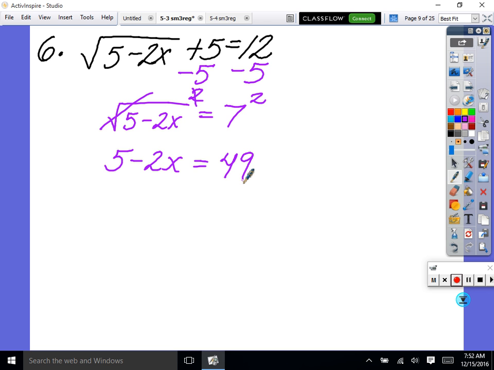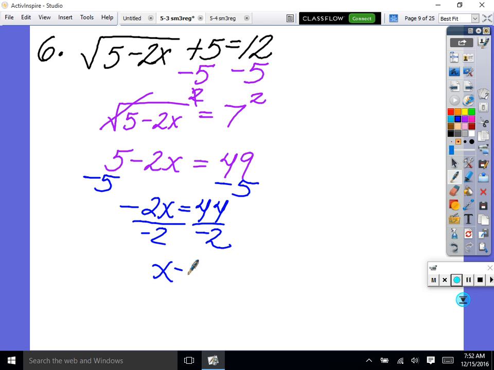Now, do the correct algebra. Good, very good. We look from left to right. Subtract 5. Negative 2x equals 44. Then we'll divide both sides by negative 2. Yep, x equals negative 22.